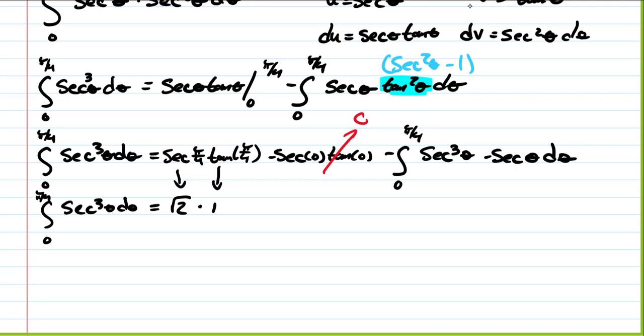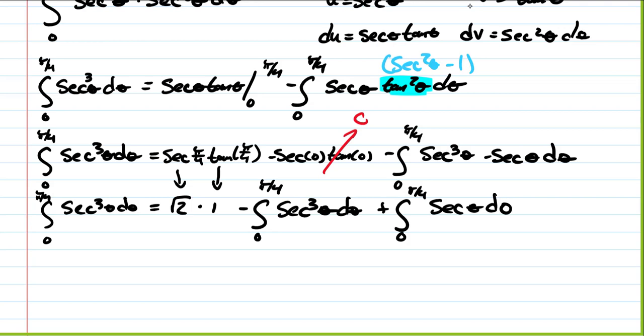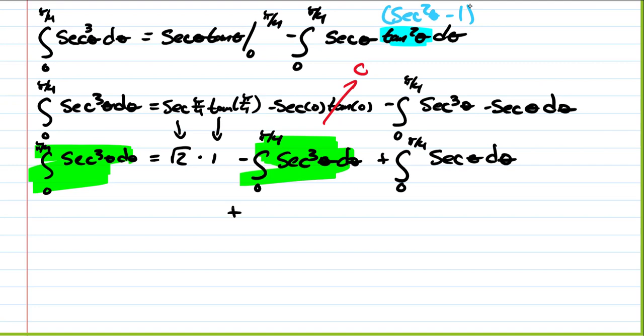And let's break this part up into two different integrals. So we have minus the integral from 0 to pi over 4 of secant cubed theta d theta plus the integral, because minus minus makes it plus, the integral from 0 to pi over 4 of secant theta d theta. So now we make the observation that this and this are the same. So I'm going to add that integral to both sides of this equation.